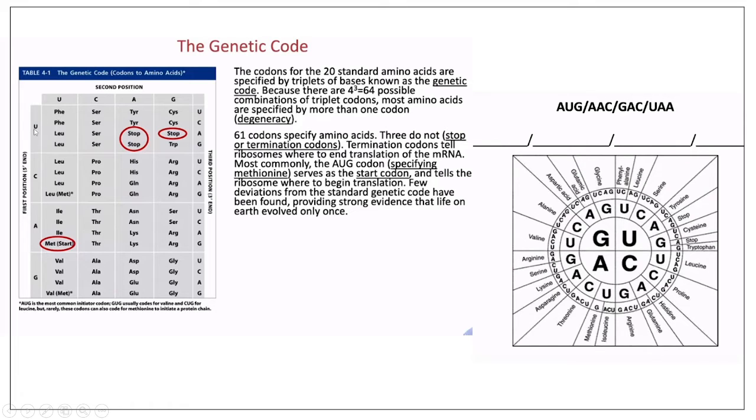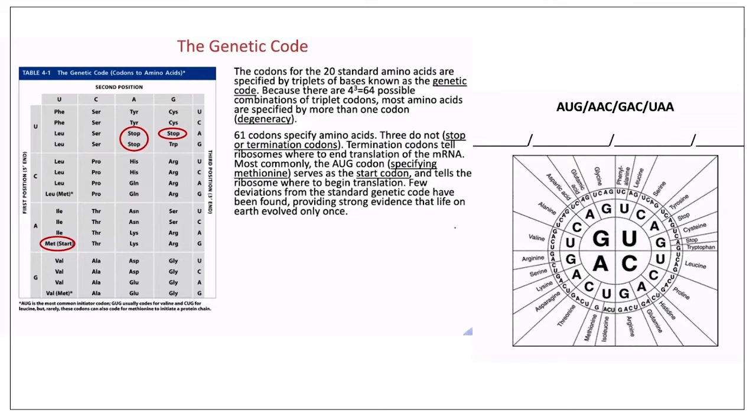So three nucleotides, three of A, U, G, C, make one codon for one amino acid. So first position, second position, third position. That means U, U, U. How do we read it? U, U, U. U, U, C. U, U, A. U, U, G. So this is the first position. This is the second position. This is the third position.